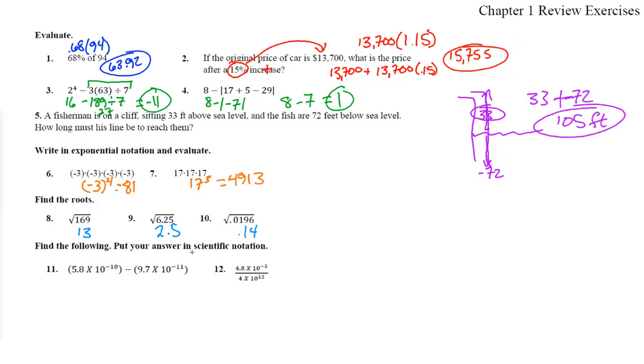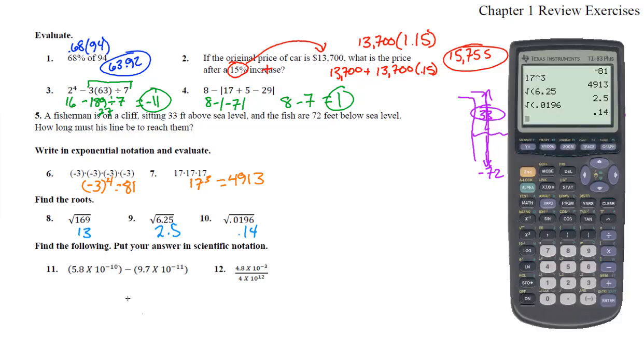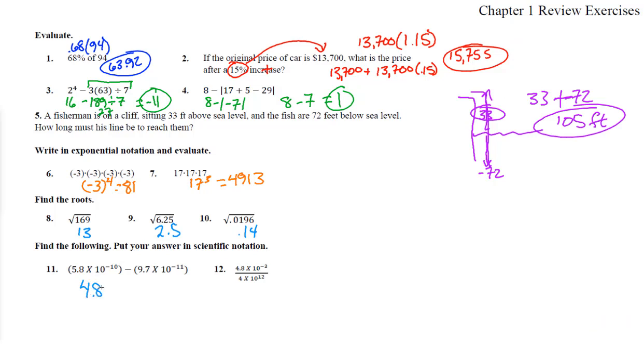All right, with these guys, go ahead and use your calculator. If you want to do it by hand, you can, but on a calculator, this is how it will look. 5.8 times 10 to the, that's this EE button, and negative 10. Subtract 9.7 EE negative 11. Are we okay with that? So this is all one number, 5.8 times 10 to the negative 10 minus 9.7 times 10 to the negative 11. And we get 4.83 times 10 to the negative 10.